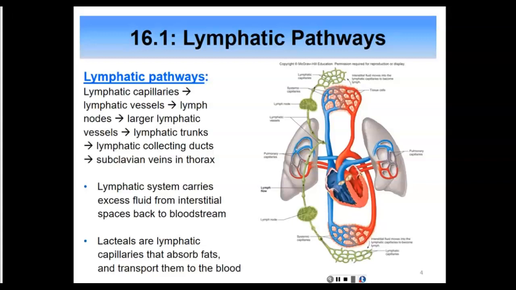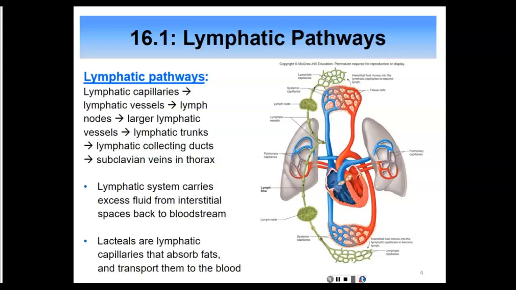Lymphatic pathways will look similar to blood vessels. We have lymphatic capillaries, and they are the ones that will draw the fluid in, and then they'll go through a lymphatic vessel to a lymph node, and that lymph node then will kind of clean the fluid, in a sense, and then bring it through another larger lymphatic vessel to a lymphatic trunk, and then it will dump into a lymphatic collecting duct, and then into the subclavian veins in the thoracic area.